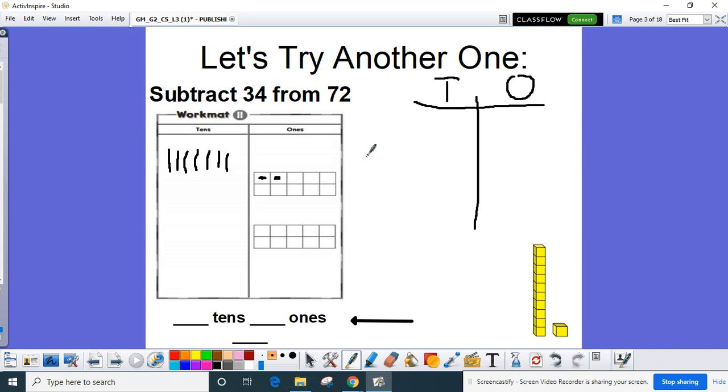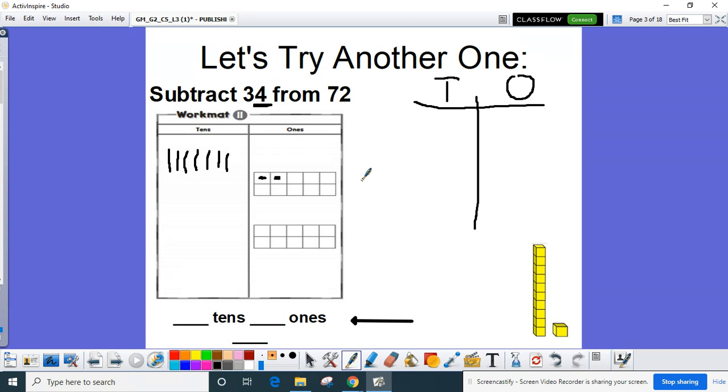And then what's the number that we're subtracting or taking away? That's right, 34. So when we subtract, where do we start to subtract first? In the tens place or the ones place? If you said the ones place, you're right. So the number 4 is in the ones place in 34. So can we take 4 ones from 2 ones? Nope, we can't, because 4 is greater than 2.